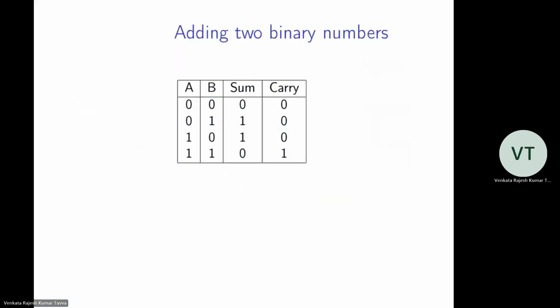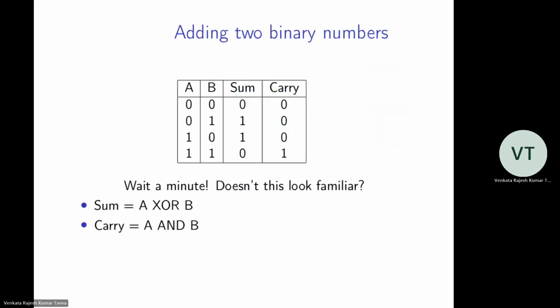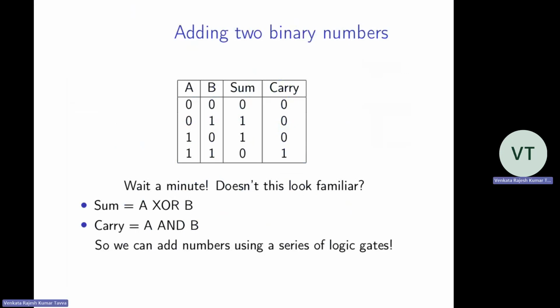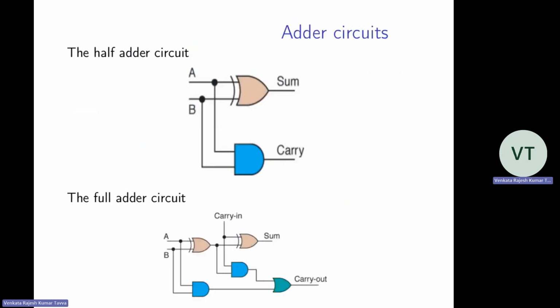Okay, so sum is A XOR B, carry is A and B. We can add numbers using a series of logic gates. So it looks like this. Full adder I'll just explain in a minute. Half adder is what we discussed just now. So A and B I give as input to the XOR gate, and same A and B I also give as input to the AND gate. XOR gate's output will give me the sum bit, AND gate's output will give me the carry bit. Okay, I combine these two, this will be my output.